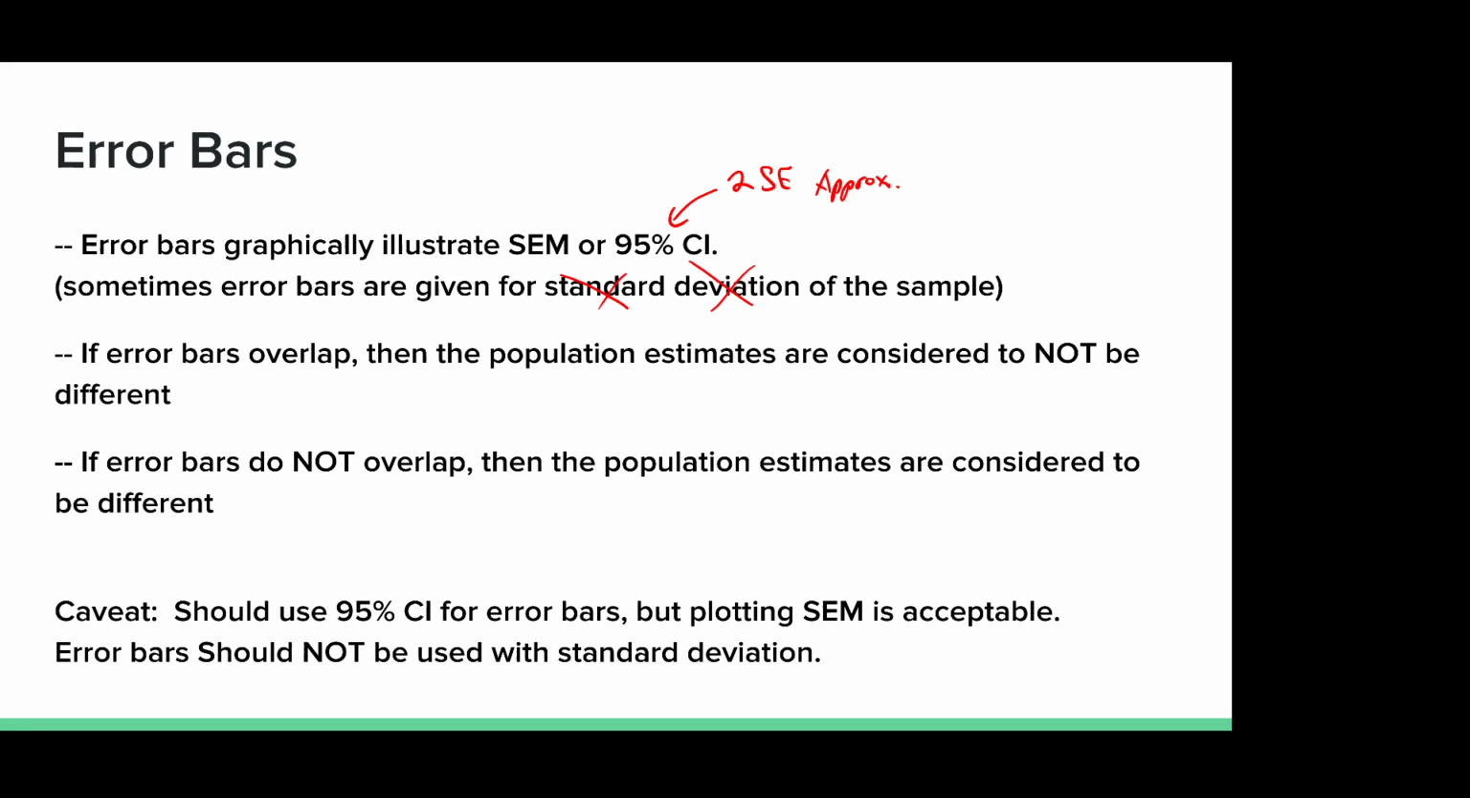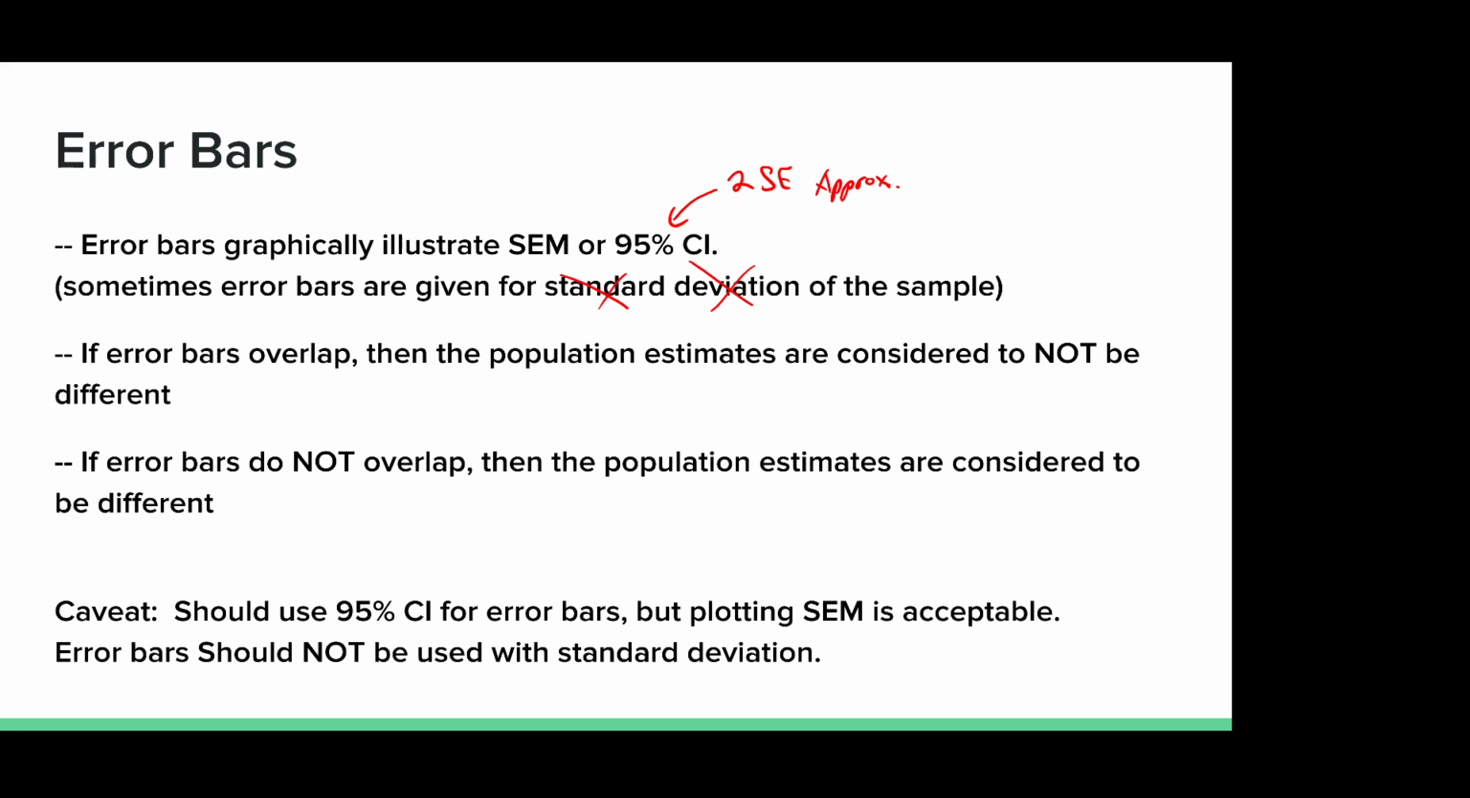Number 2, if these error bars overlap, whether they're standard error of the mean, 1 standard error of the mean in each direction, or 2 standard errors of the mean, approximating the 95% confidence interval, whichever one it is, if the error bars overlap, then the population estimates are considered to not be different. But if the error bars do not overlap, then the population estimates are considered to be different. Now I know what you're saying, those of you who've had AP stats. That's not true. You can't obtain any information directly. It just merely suggests. You're right.